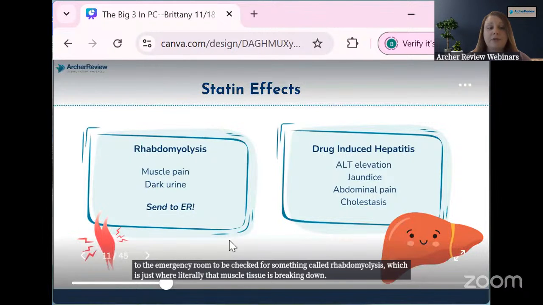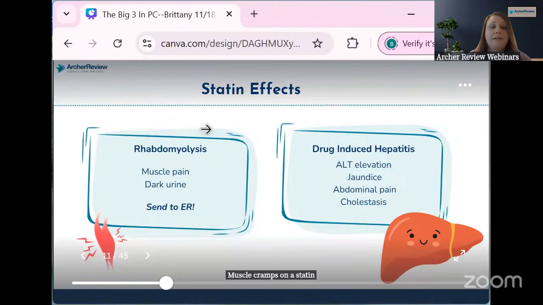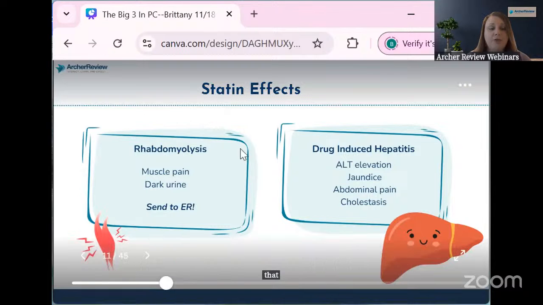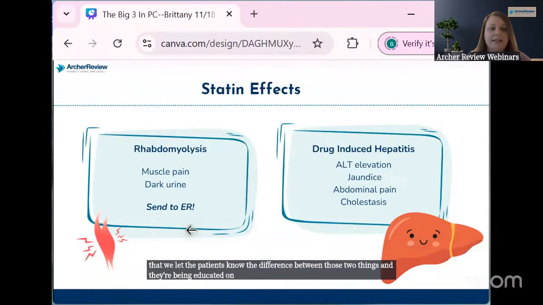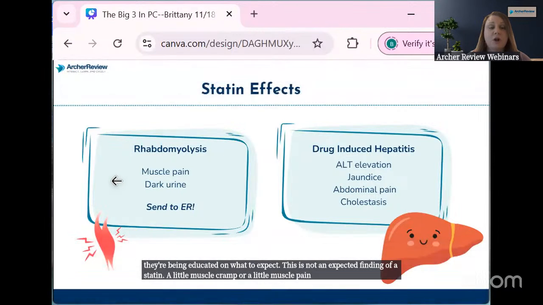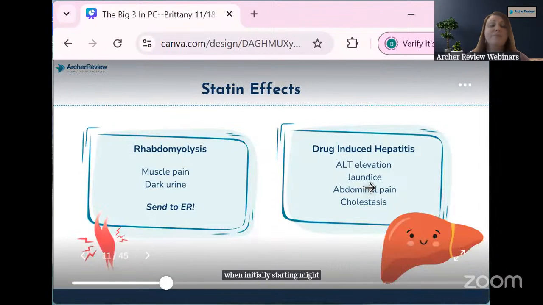Muscle cramps on a statin are common, but muscle pain and dark urine are a serious side effect. So we need to make sure that we let patients know the difference between those two things, and that they're educated on what to expect. This is not an expected finding of a statin. A little muscle cramp or a little muscle pain when initially starting might be, but this is not.